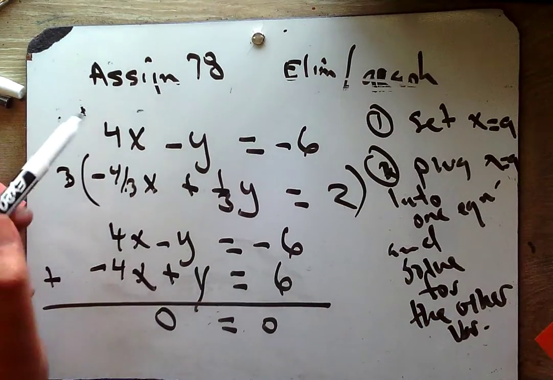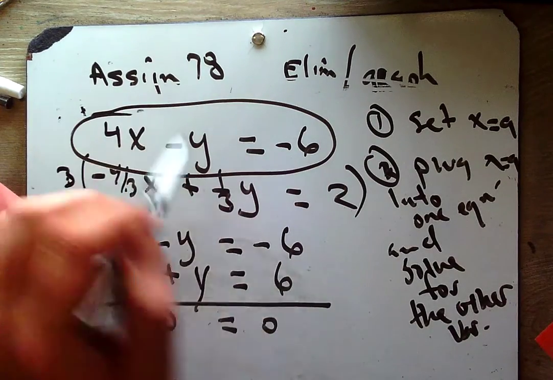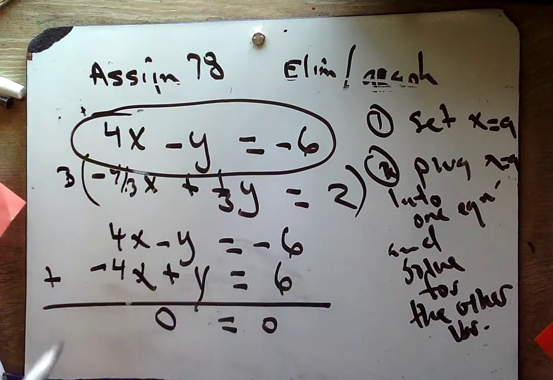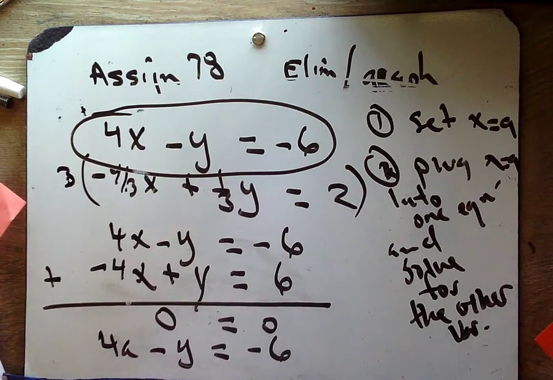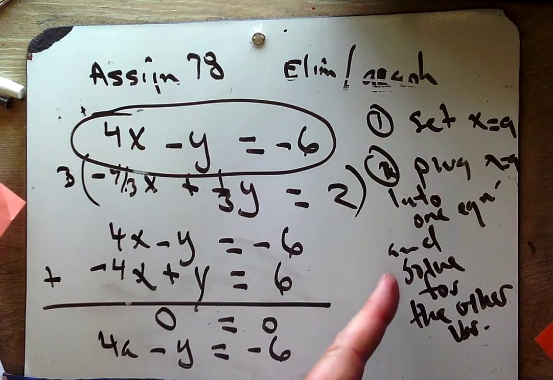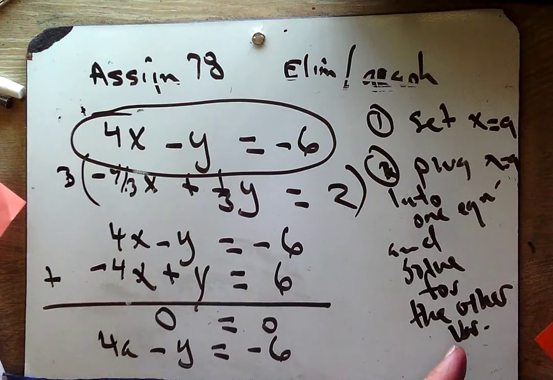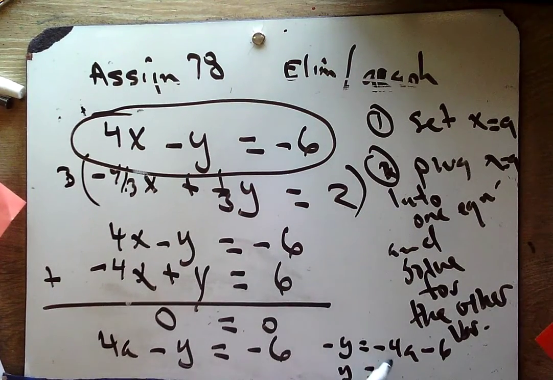Okay, so I've got this equation, and I'm plugging in x equals a. So I've got 4a minus y equals negative 6. And then I'm asked to solve for the other variable. Well, the other variable is y. I want to solve this equation for y. I can subtract 4a from both sides. Negative y equals minus 4a minus 6. And then if I divide everywhere by negative 1, I get y equals 4a plus 6.